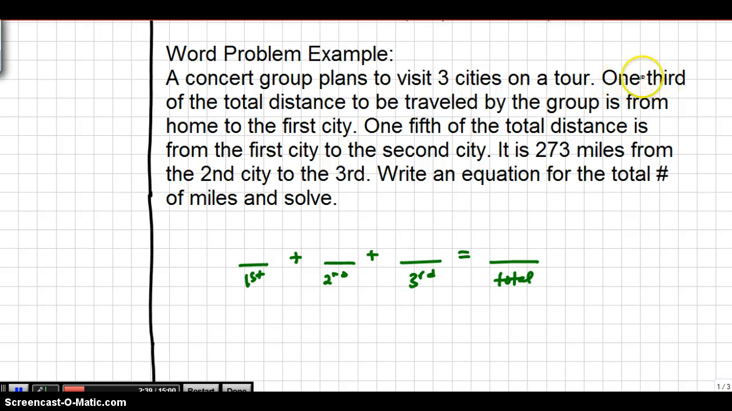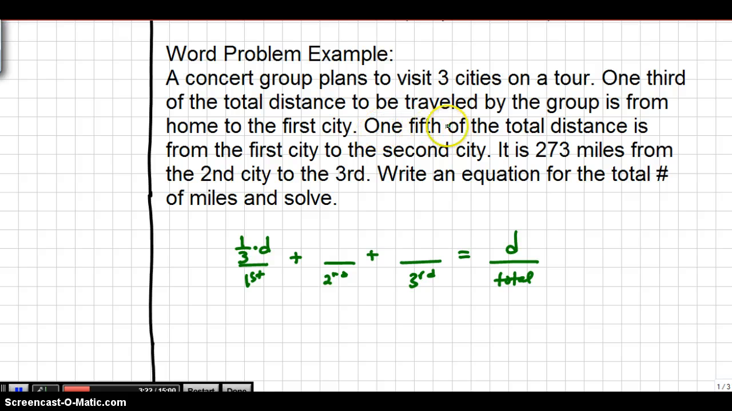The next sentence says 1/3 of the total distance to be traveled by the group is from home to first. So that first city that they go to is 1/3 of the total. So I know it's going to have 1/3, and then I have to figure out how to incorporate the total distance. The total distance is what I'm trying to find, so that means I don't know it. I'm going to call that D. And whenever you do 1/3 of something, you're multiplying it by 1/3 or dividing it by 3. So I'm going to say 1/3 times D here, and that represents 1/3 of the total distance. Typically when you see something of something else, that means times. So that takes care of sentence number 2.